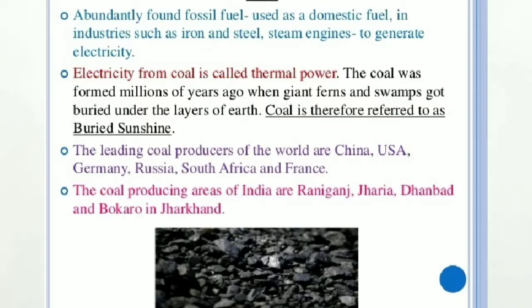Coal is found in the layers of sedimentary rocks. Coal is used as a domestic fuel as well as in industries. Coal is even used in steam engines to generate electricity, and this type of power resource is called thermal power. But formation of coal takes millions of years. So in this manner, coal even has some advantages and disadvantages.